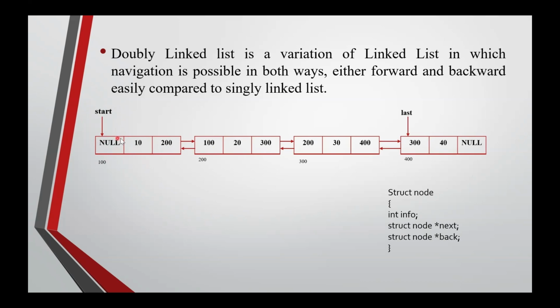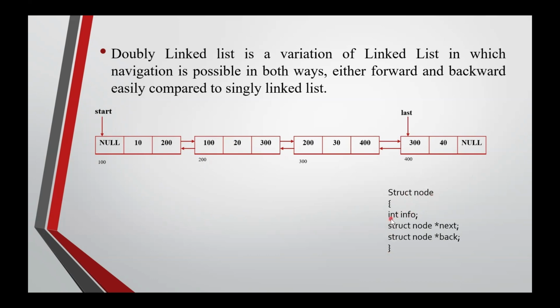A double linked list means a node consists of three things. First one is the data itself, the information we want to store. And there are two pointers. One pointer points to the next node. So this is another node, whose address is 200, so it stores the 200 address. So one pointer stores the address of the next node, and one more pointer is there which stores the address of the back node.